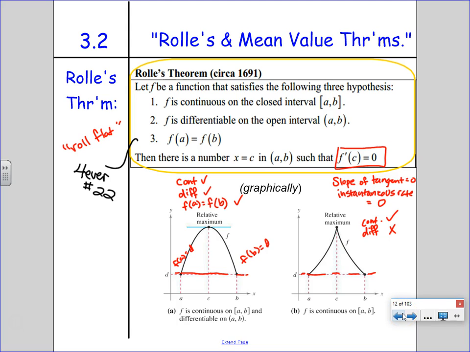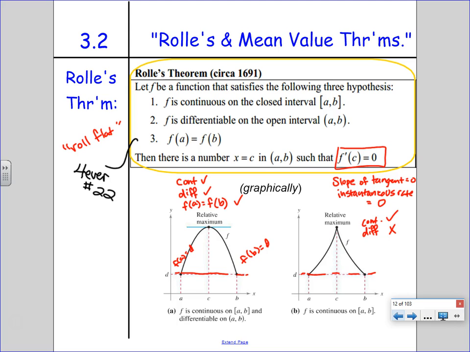Forever card number 22. My silly way of remembering it: rolling flat. F of A has to equal F of B. If you were to draw a line between them, it would be a flat line, a horizontal line with a slope of 0. So if you can roll flat between the two endpoints, then Rolle's applies.